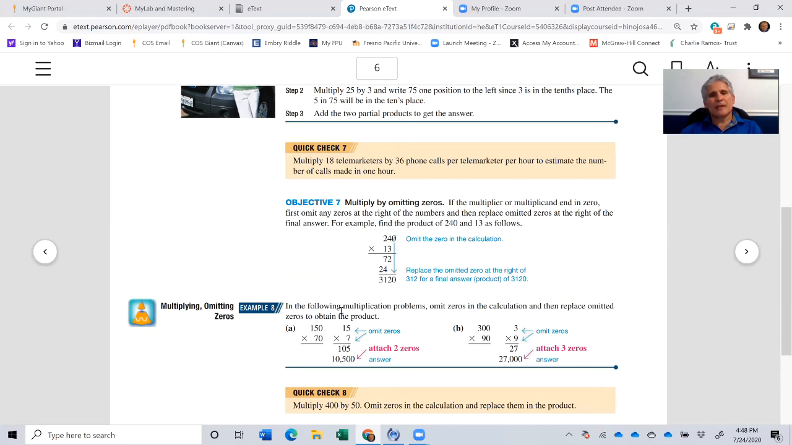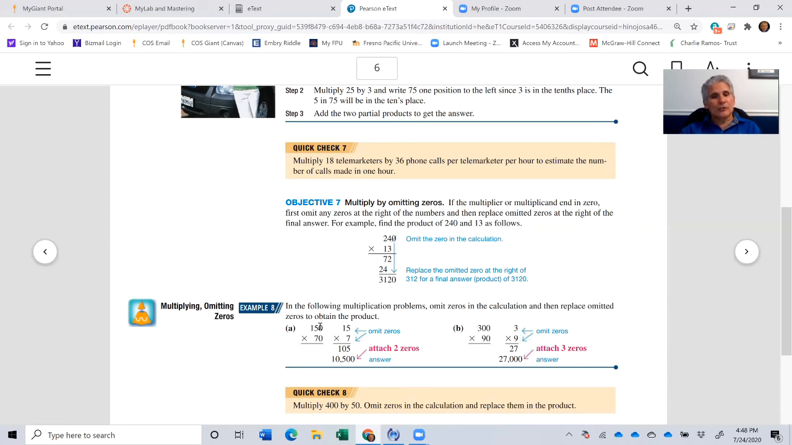Now, in some cases, we may have something like 150 times 70. When you see this, there's 2 zeros here, and really to include those zeros makes it more complicated than it really needs to be. Now, you can't forget that you're getting rid of zeros here, but let's just go ahead and get rid of those zeros. We'll get rid of the zeros now, and let's just do 15 times 7. So when we do 15 times 7, we'll come up with 105.